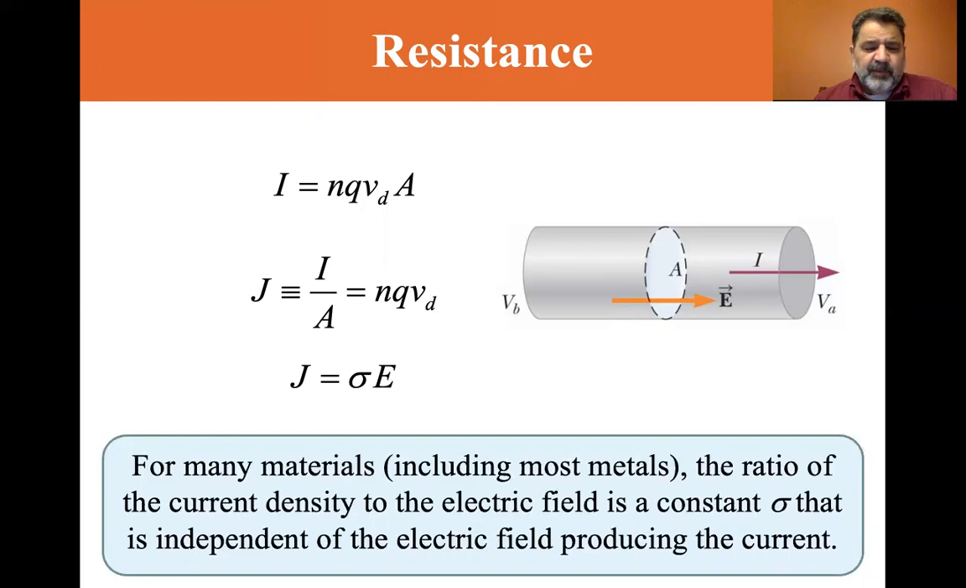Let's read this definition. For many materials, including most metals, the ratio of the current density to the electric field is a constant sigma, in which J over E is some constant sigma that is independent of the electric field producing the current. In other words, the conductivity is independent of the electric field. And conductors that obey this, or any materials that obey this, obey Ohm's law. That this is Ohm's law. We'll see other forms of Ohm's law.